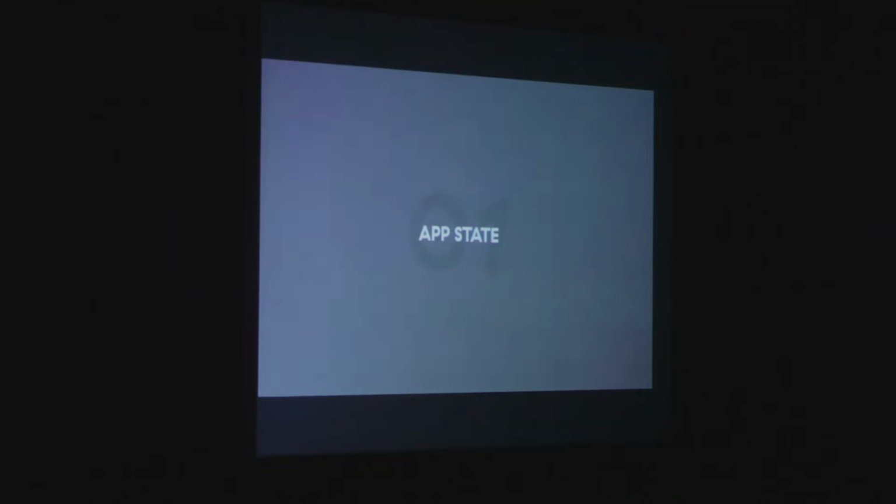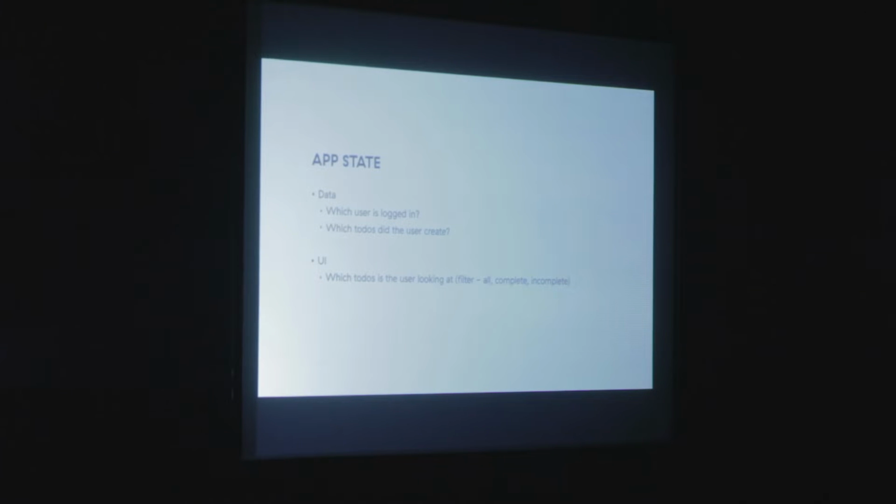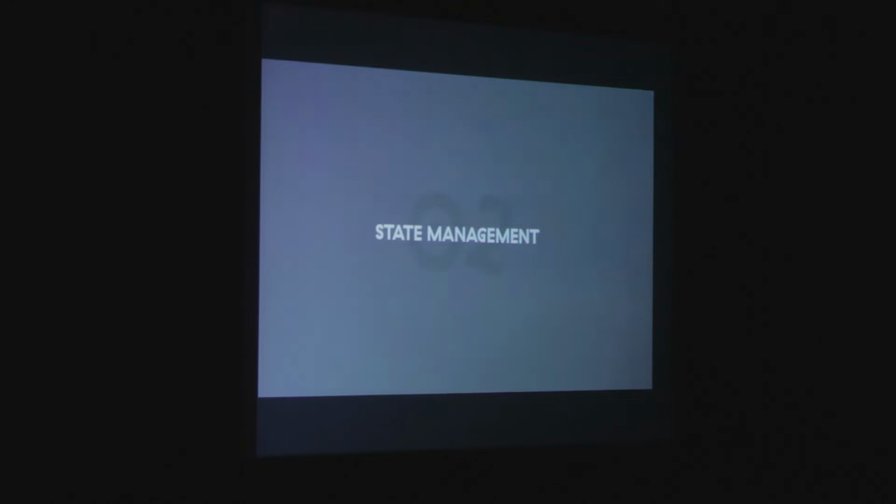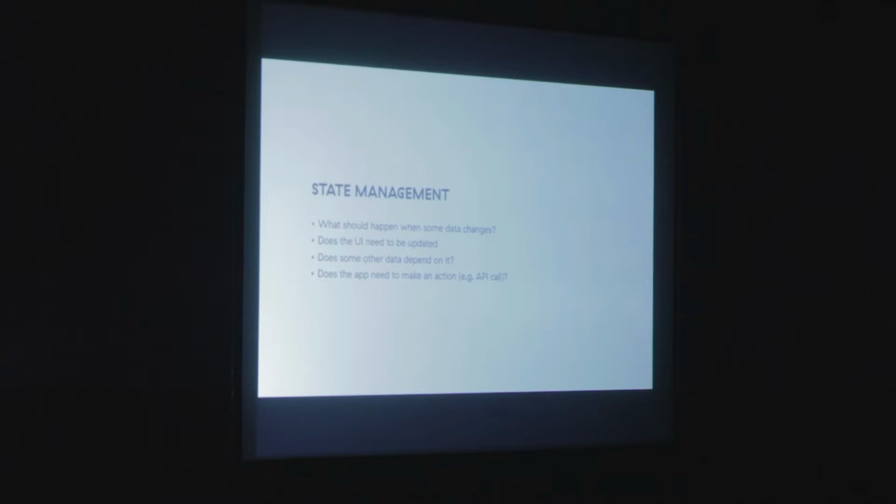So what is app state? App state is the data which defines what your application does. So it defines if the user is logged in, or if we are creating a to-do app, which to-dos we have, are they done, do they have a due date, or something like that. And it also can define some UI things, like which filter is on, are we showing only the completed tasks, or all tasks, or something like that. So that's the state, but we also need to manage the state. So what happens when something changes? Does the UI need to be updated? Does some other data in some other part of the app depend on the change? And do we maybe need to make an API call?